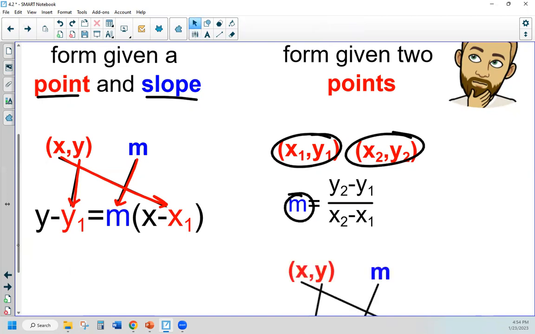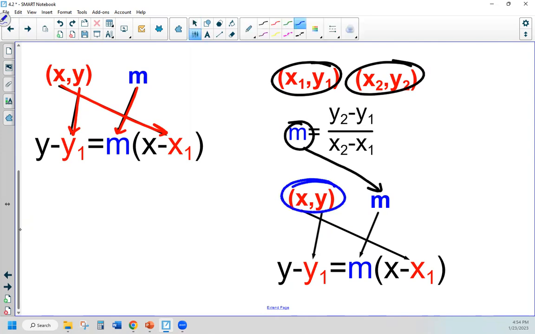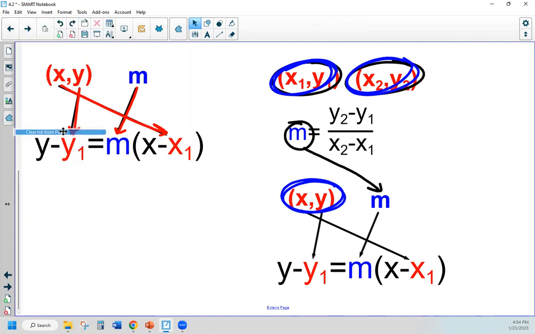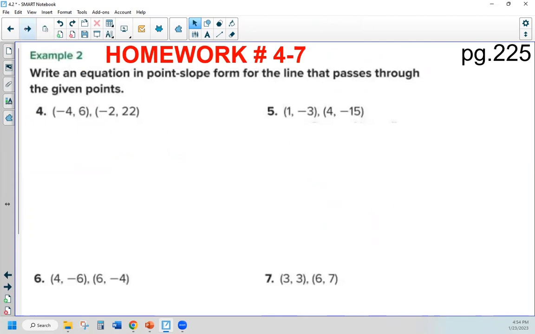As soon as we find slope, then we can go ahead and continue as we did for the first example. As soon as we get slope right here, we're able to just put it back into the equation. And then we can choose any of the points that were given to us. We can either choose the x1, y1 point or the x2, y2 point. We'll grab their coordinates, x and y, and plug them into the equation to be finished. And that's it.